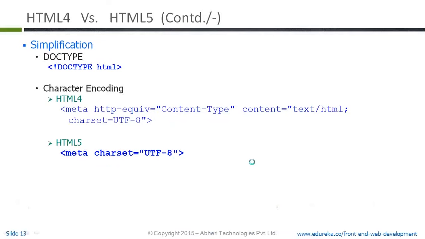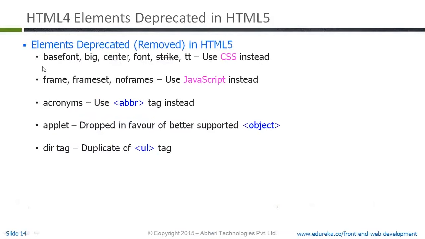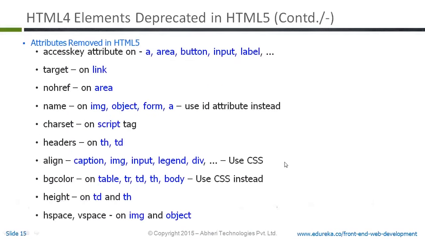There's another simplification. These are other elements which got duplicated, which are present in HTML4 but deleted in HTML5. For example, base, big, all these were deleted because in place of that we have to use CSS. Frame and frameset were used, so in place of them, use JavaScript to achieve the same purpose, and so on. And these are a few attributes which are present in some of the elements. They got removed in HTML5. So this is the list.